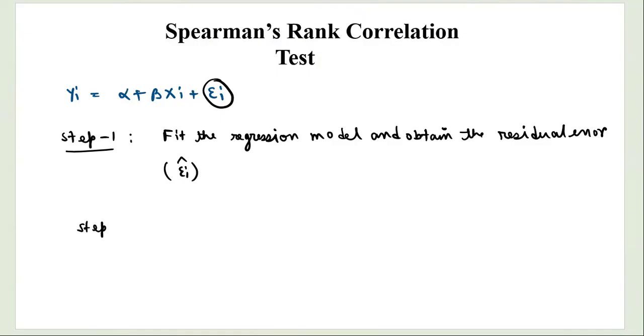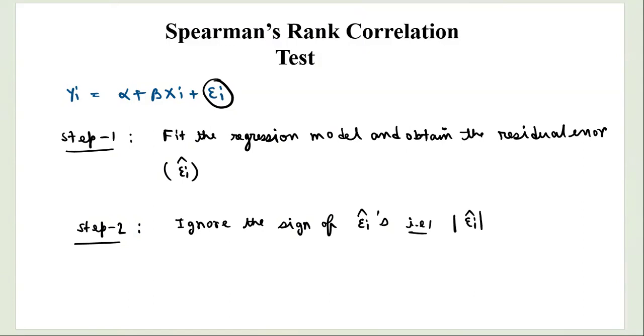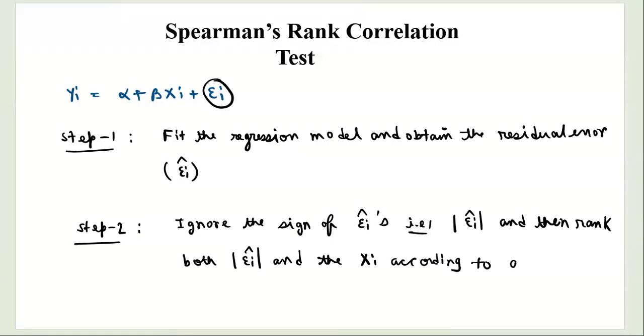Now, what is step 2? In step 2, you have to ignore the sign of the residuals that you have got in the previous step. That is, you have to take the mod values of these residuals, and then rank both the absolute residuals and the independent variable x_i according to ascending or descending order.